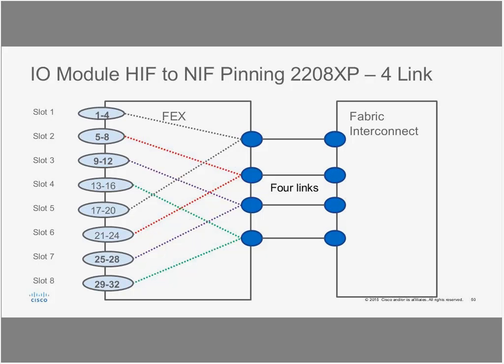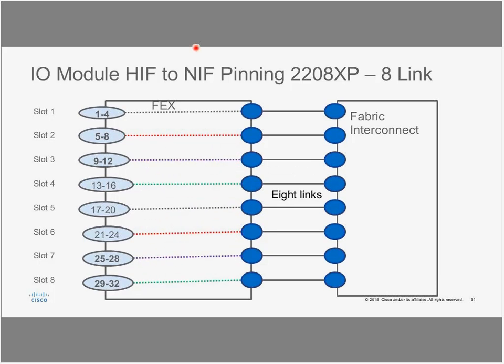Now, you might say, you know what, I have 8 servers in this chassis. I want them to get 10-gig dedicated Ethernet uplinks to the Fabric Interconnect. Well, you can purchase an IO module that allows you to do that. Essentially, you've got slot 1 that is pinned to each of the links going to the Fabric Interconnect.